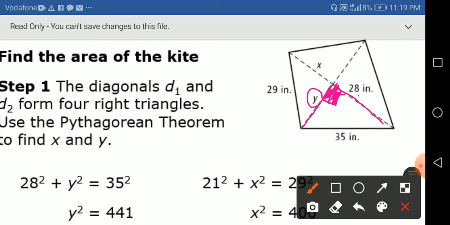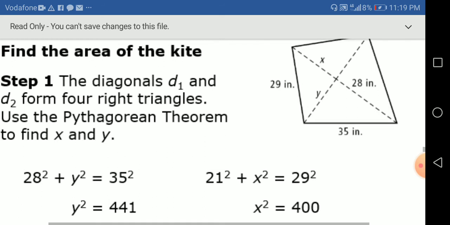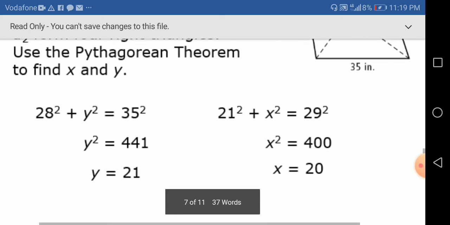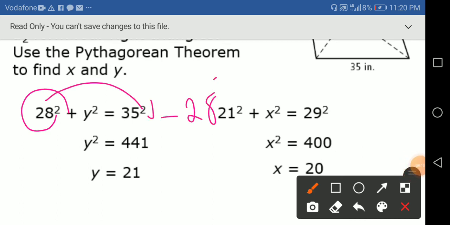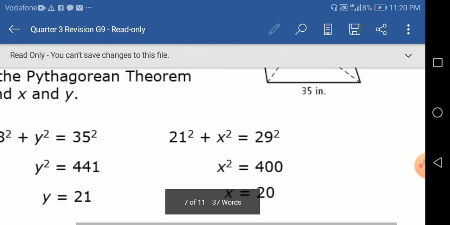So I will say 28 power 2 plus y power 2 gives me what? 35 power 2. This is my hypotenuse. Okay, guys, easy one, I think. So if I use my calculator, 28 power 2 will go to the other side with a negative sign, and by using your calculator you'll find y power 2 equals 441, and then square root both, so you get y equal 21.